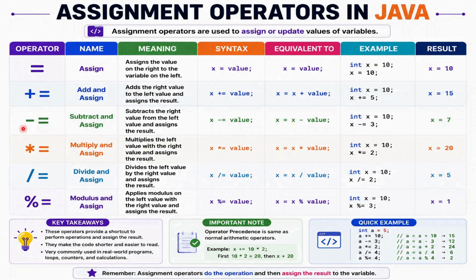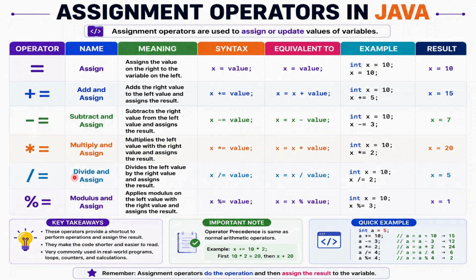Similarly, next is minus equal to, which means subtract and assign. The syntax is x -= value, which is equivalent to x = x - value. Suppose we have 10 and we are doing minus 3, so 10 minus 3 is 7, so the result is 7 here. Next is multiplication equal to, which means first multiply and then assign. The syntax is x *= value, equivalent to x = x * value. Initially we have 10, then we multiply by 2, so 10 into 2, the result becomes 20.